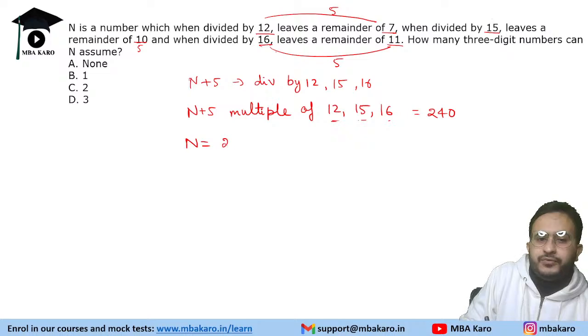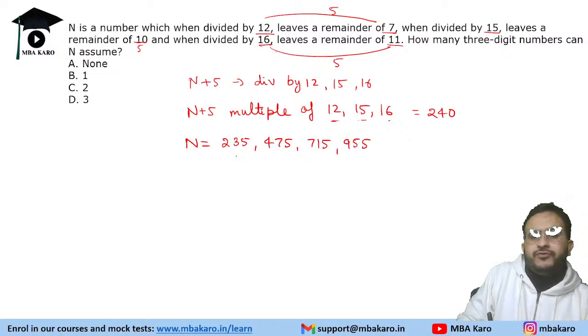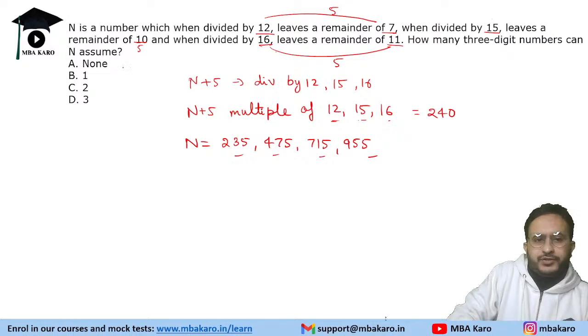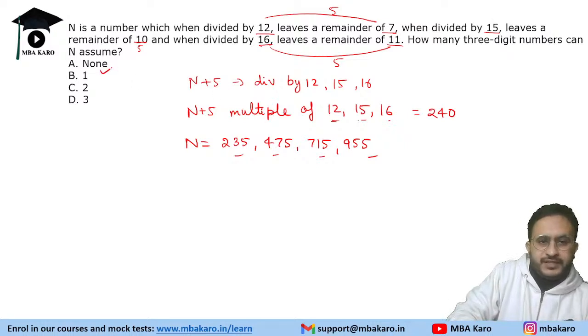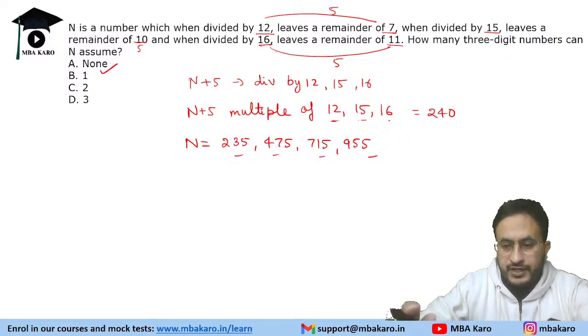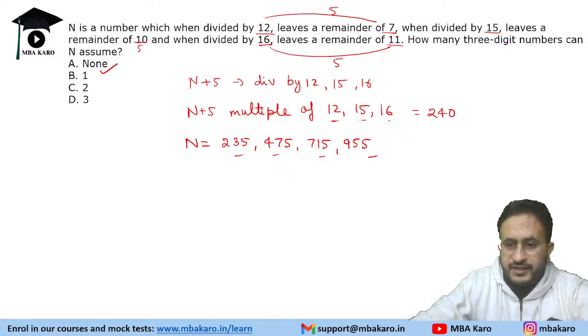So N can be 235, 475, and 715 and 955. So there are 4 values of N, right? So it should be none of these basically. There are 4 values that we will get.